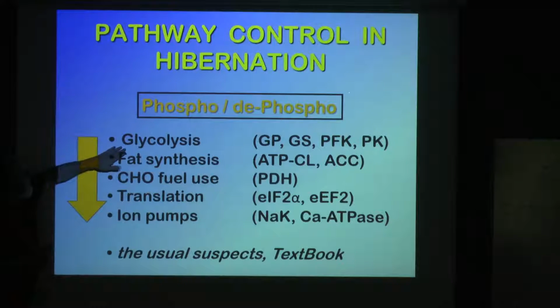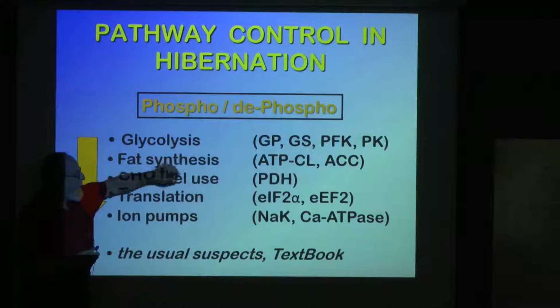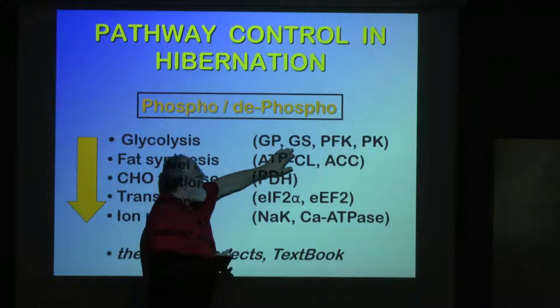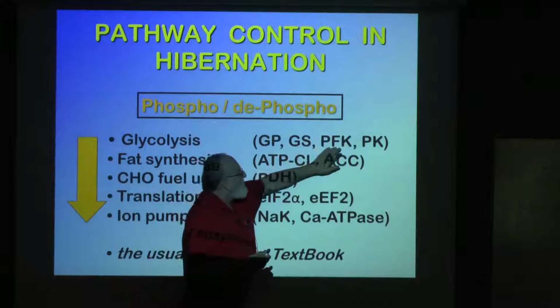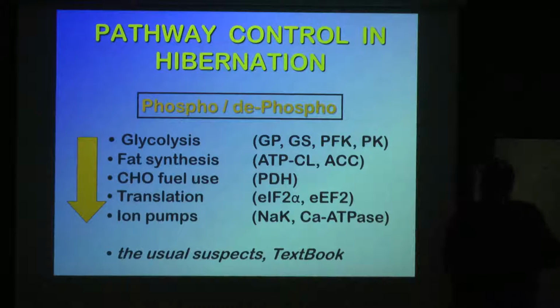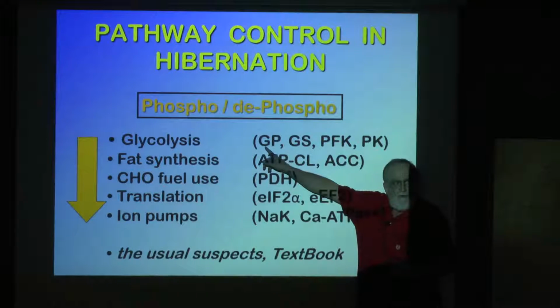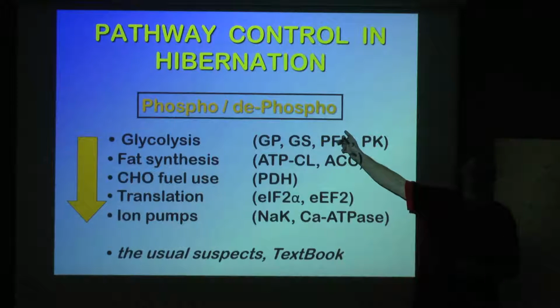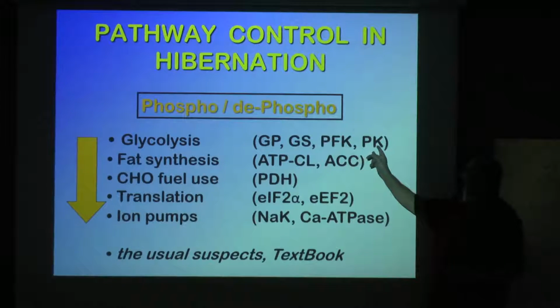In our animals, glycolysis is largely turned off. You change the phosphorylation status of many enzymes in the pathway to turn them off. Glycogen phosphorylase is off. Glycogen synthetase is off. PFK1 is off. PFK2 is off. Aldolase is off. GAPDH is off. Pyruvate kinase is off.